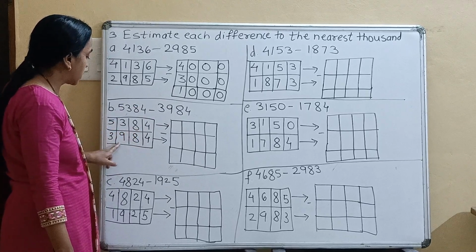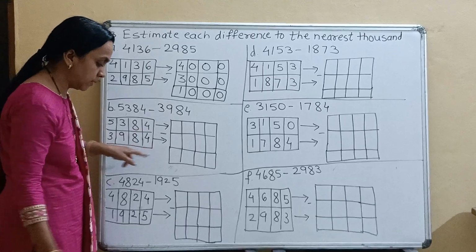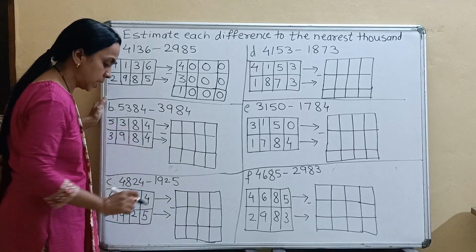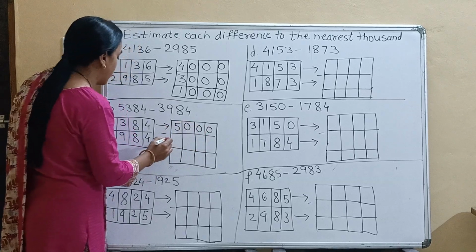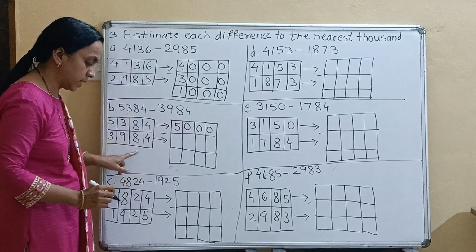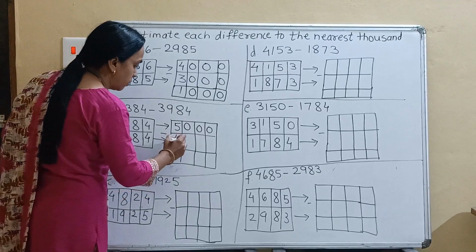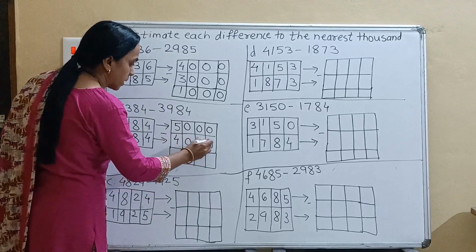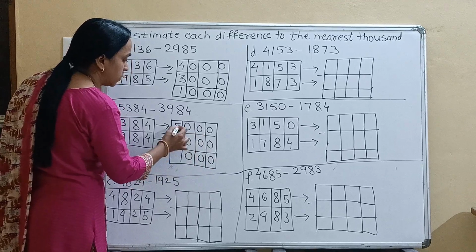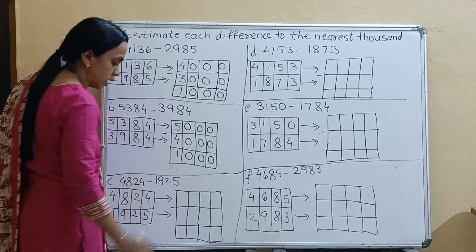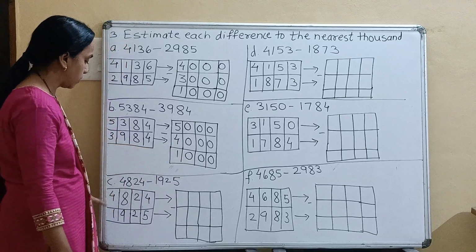5384 minus 3984. 5384 is closer to 5000. And 3984 is closer to 4000. 0 minus 0, 0, 0 minus 0, 0, 0 minus 0, 0, 5 minus 4, 1. What is our answer? 1000.